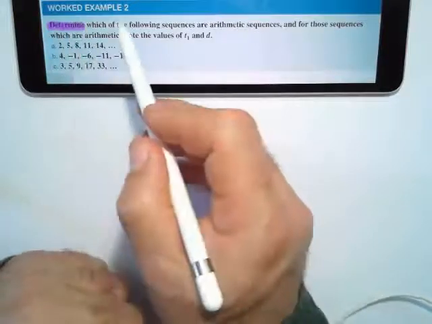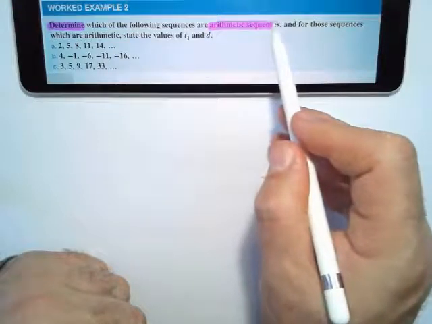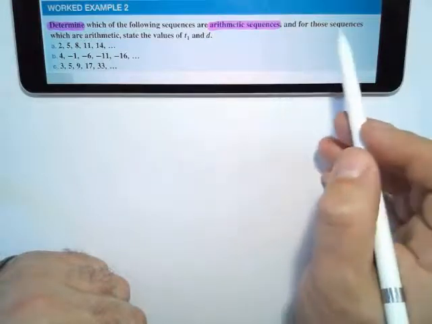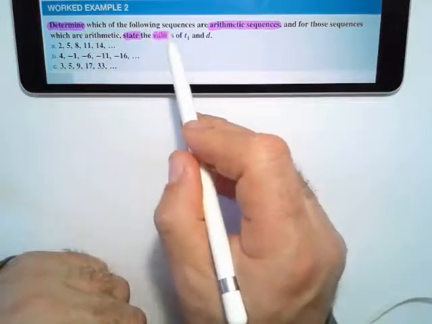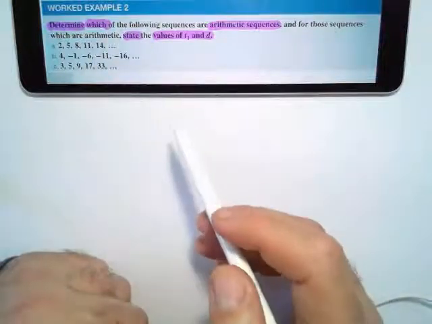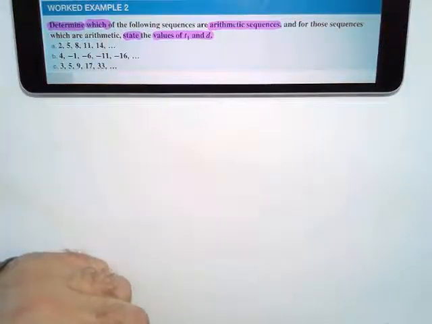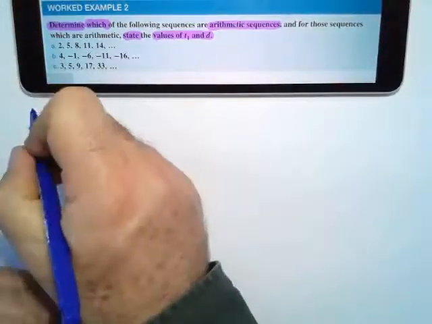Determine or calculate which of the following sequences are arithmetic sequences, and for those sequences which are arithmetic, state the values of T1 and T2. So which of the following sequences are arithmetic sequences? My first step is to calculate which ones are. So what I'm going to start doing is looking at A.